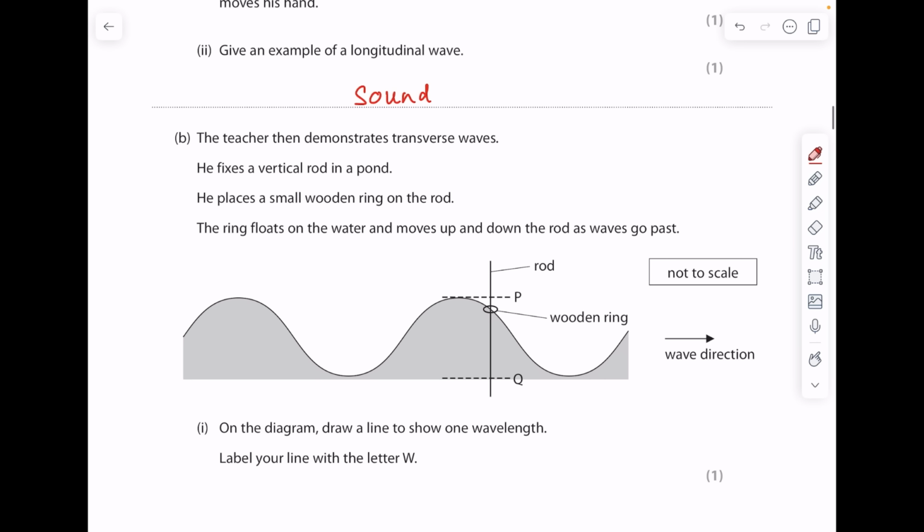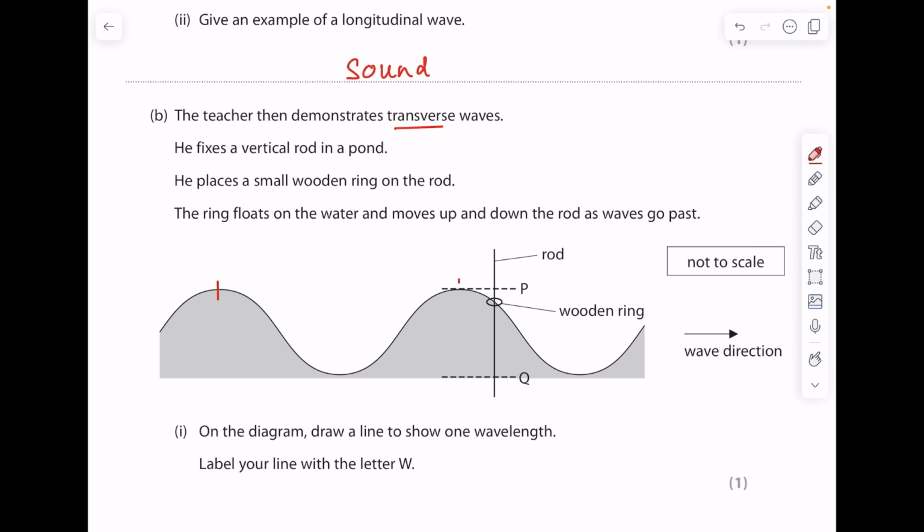The teacher then demonstrates transverse waves. He fixes a vertical rod in a pond. He places a small wooden ring on the rod. The ring floats on the water and moves up and down the rod as waves go past. On the diagram, draw a line to show one wavelength. Label your line W. So we want the distance between two peaks. Draw that nice and accurately.